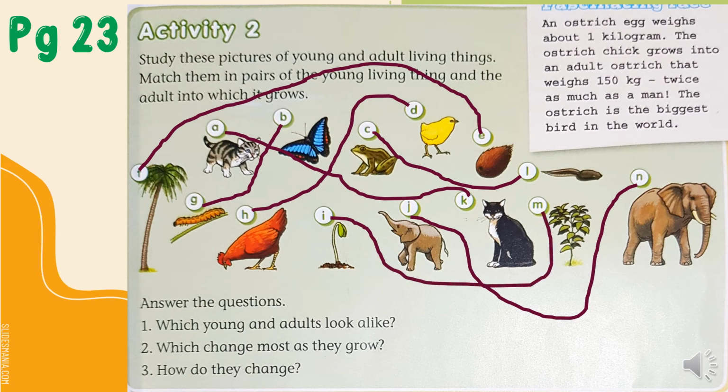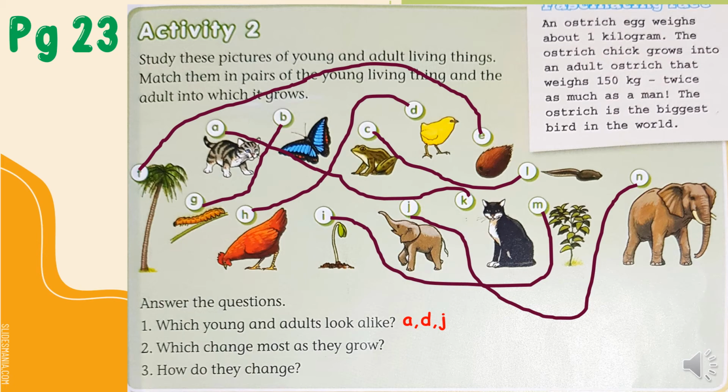So you can write it down with pencil if you want below here, like this, E, F, A, K, G, B, G, D, H, like this, okay? Now, the question asked here is, which young and adults look alike? Yes, A, the kitten and cat is almost alike, and also D, the chick and the hen, and also J, the calf and the elephant. They look alike. Not very much alike, but still alike.